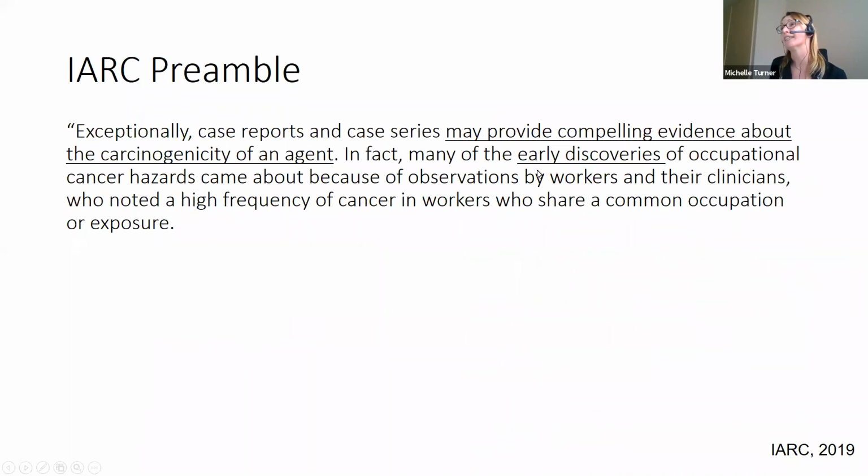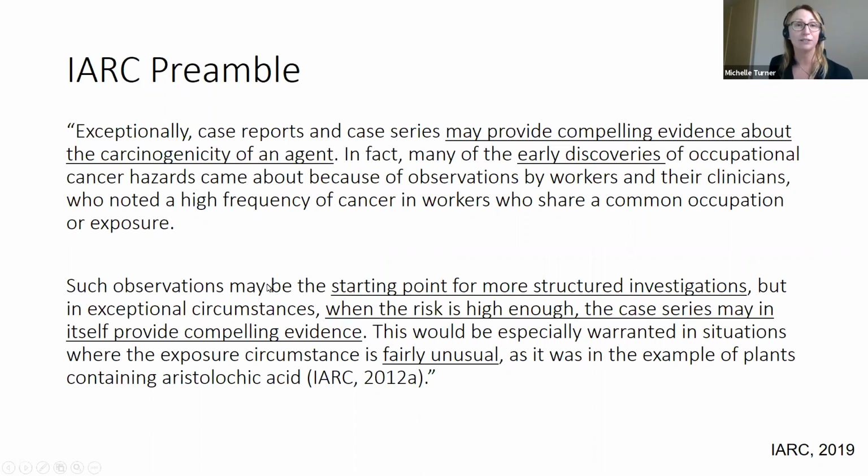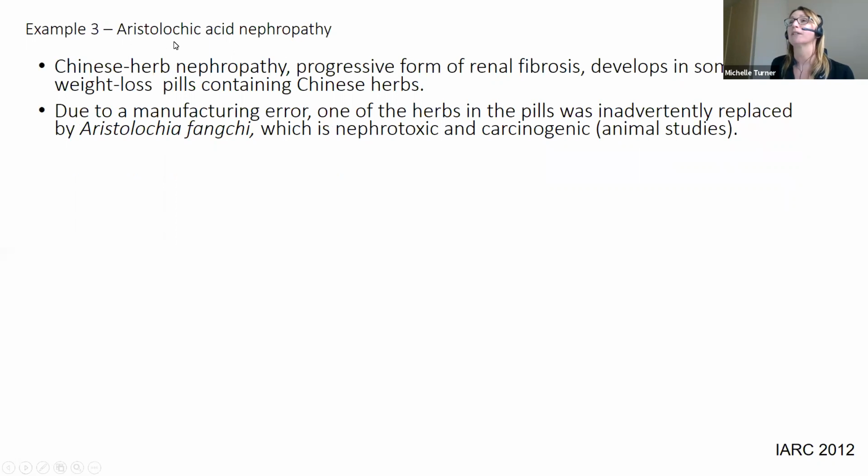And they note in the preamble that, in fact, many early discoveries of occupational cancer hazards came about by these first initial observations, by workers and by clinicians here. And as Susanna mentioned, sometimes these case reports and case series can be a very good starting point for more structured investigation. Sometimes when the risk is high enough, the case series by itself can provide compelling evidence for an association. These instances are fairly unusual, but it does happen. And this is one example where two main case series provided sufficient information about exposure to this agent and cancer risk. So this is this example here, example number 3.